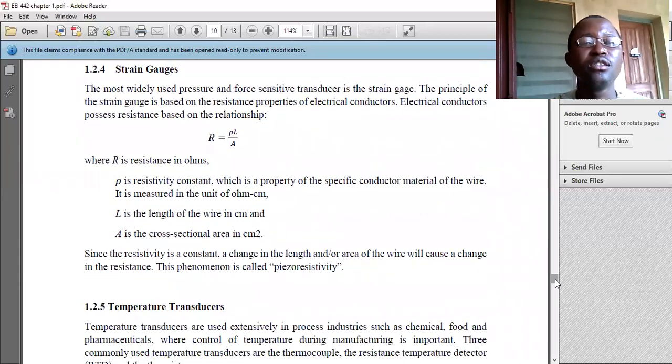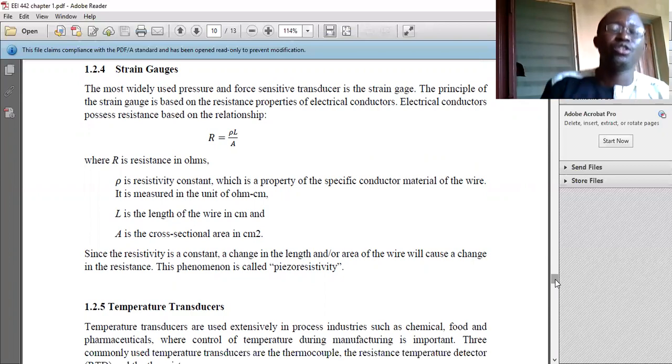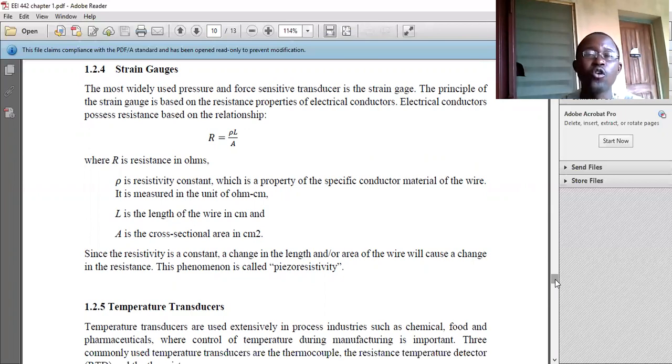Okay. We're moving on to the next one, which is a strain gauge. The strain gauge is the most widely used pressure and force transducer. And the principle of operation is based on the resistance property of an electrical conductor.